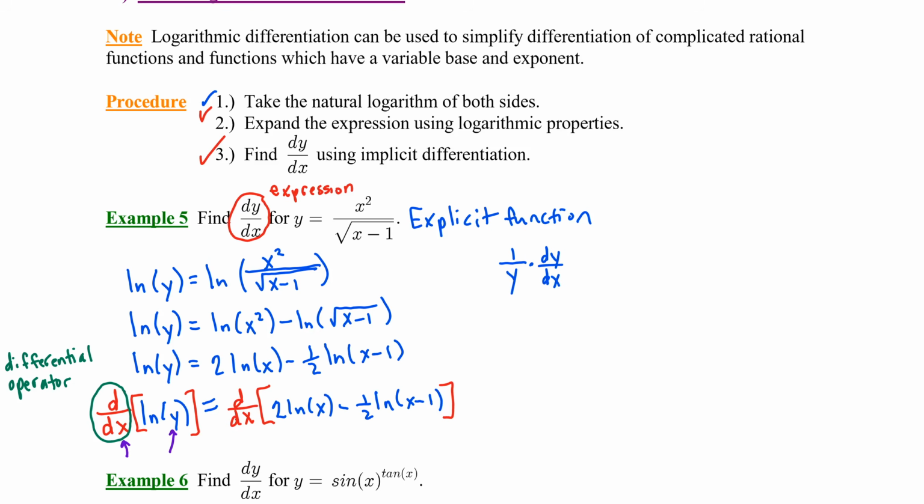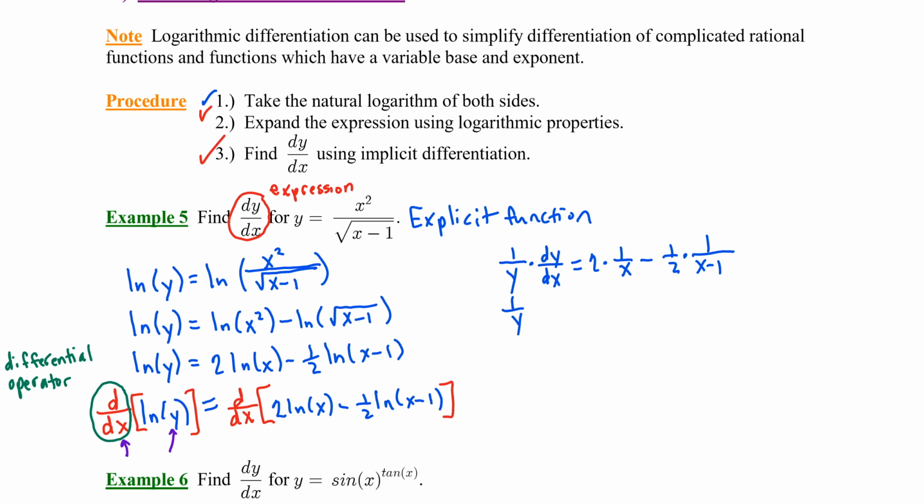Okay, on the right side, we're dealing with functions of x alone, so no worries about the chain rule. The derivative of 2 times natural log of x is 2 times 1 over x. And for natural log of x minus 1, we have constant coefficient 1/2. Argument goes in the denominator, derivative of the argument in the numerator. So we do have a bit of an implicit equation here, but it's going to be very easy to solve for dy over dx. I'm actually going to take one step to clean this up. I'm going to write this as 2 over x minus 2, oops, that 2 goes in the bottom, doesn't it?